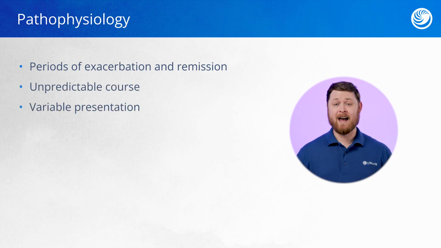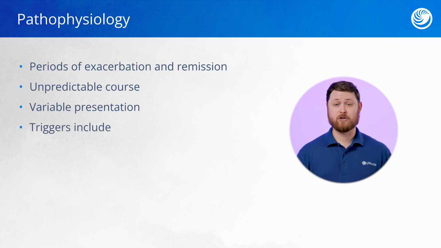What's interesting about lupus is that it has an unpredictable course and variable presentation. For example, not everyone with lupus will have the same symptoms, and symptom duration can be different from one individual to the next. In addition, some individuals may only have mild symptoms while others have very severe symptoms of lupus.